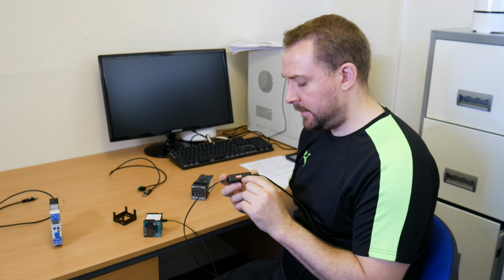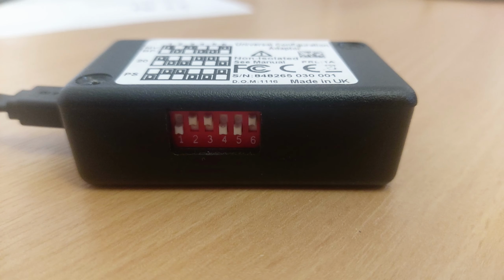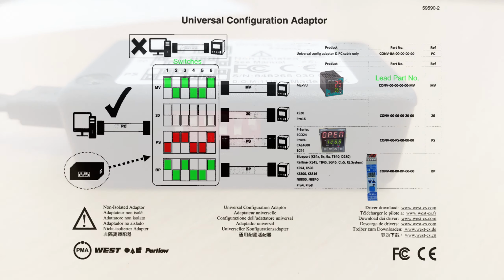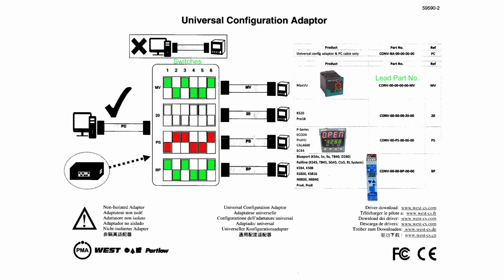The DIL switches on the adapter are the same for MaxView as they are for TB45. However, you will need to change them for the P6100 and other Plus series controllers.